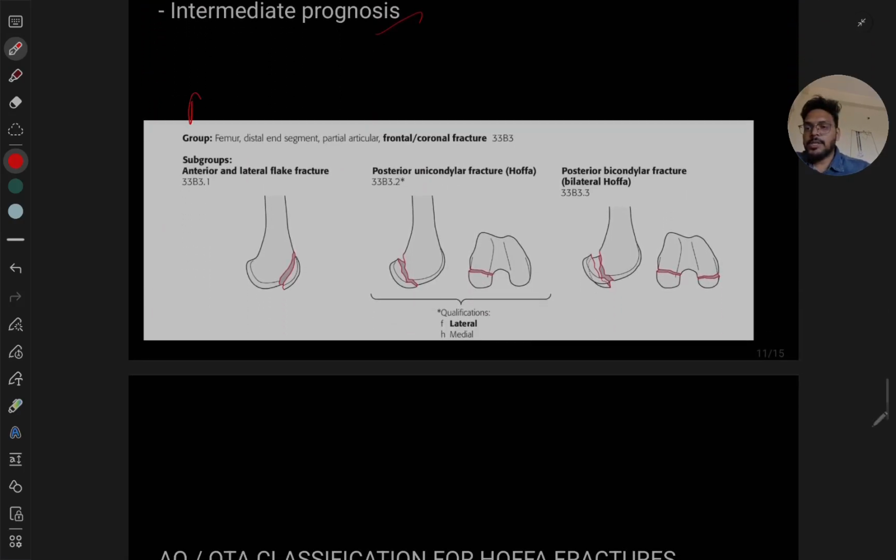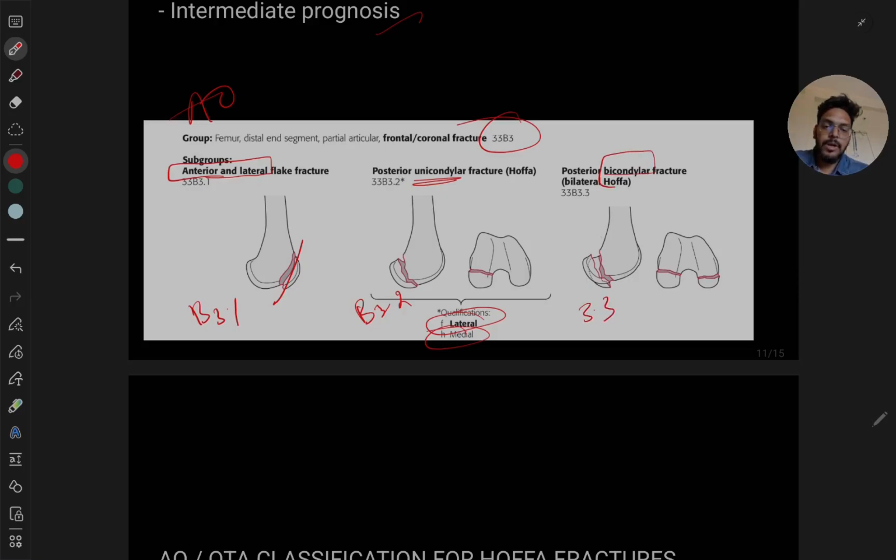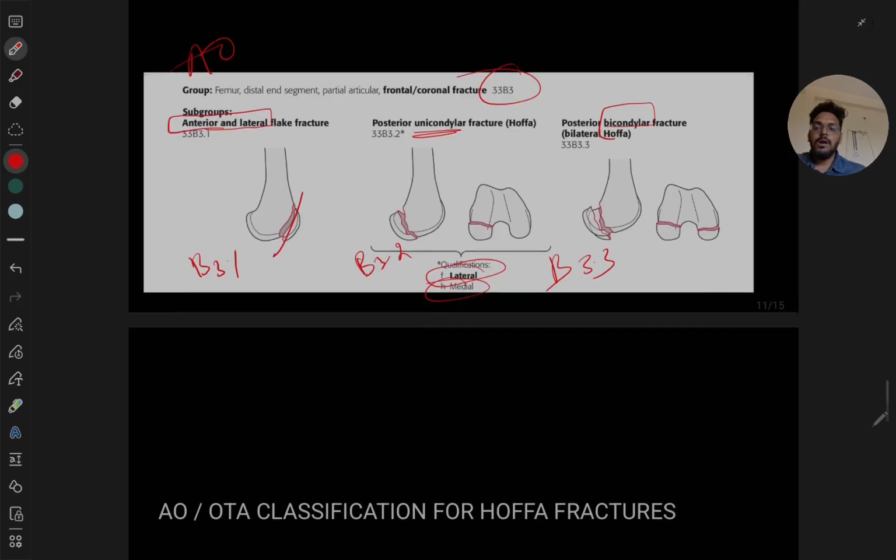So the AO classification for Hoffa is B3, as we have already seen. B3.1 is an anterior and lateral flake fracture. Anterior flake fracture is B3.1. Unicondylar is B3.2: if it is lateral, F; if it is medial, H. And bicondylar fracture is B3.3. This is the AO for Hoffa.